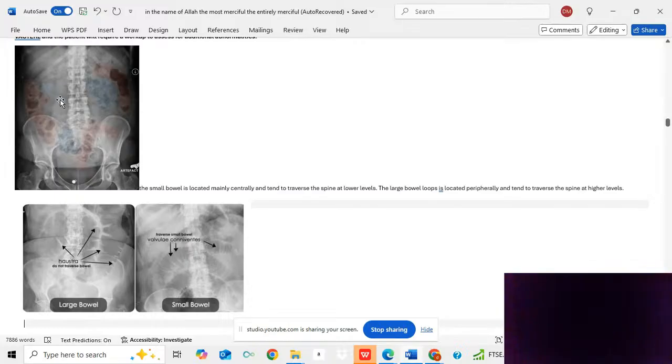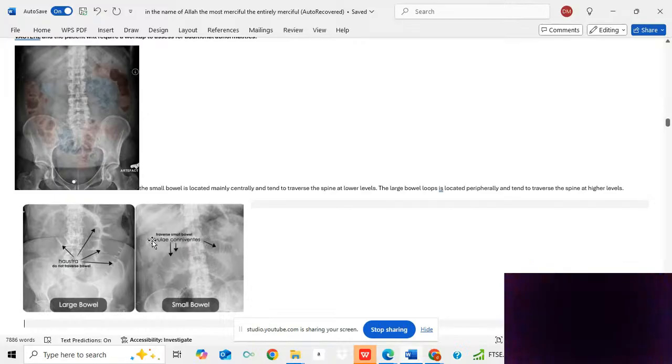Also, the small bowel loops tend to cross the abdomen and tend to not spare the lower lumbar vertebrae while traversing the spine. However, the large bowel loops tend to cross at higher levels, okay?